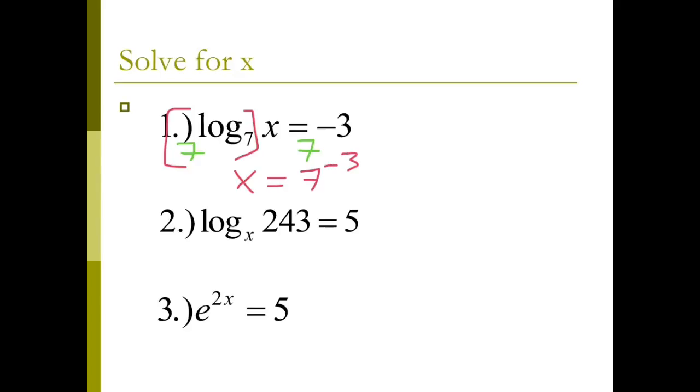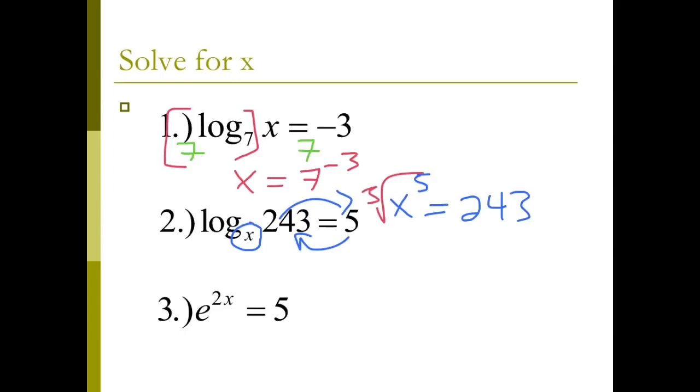The second example, I'm just going to go ahead and rewrite, because our base is x, and we can't use inverses because we don't know what the base is. So I'm going to rewrite this as an exponential, which means I'll lose a log, and we get x to the 5th is equal to 243. To finish solving this, we're going to take the 5th root of both sides, which means that x will equal the 5th root of 243.